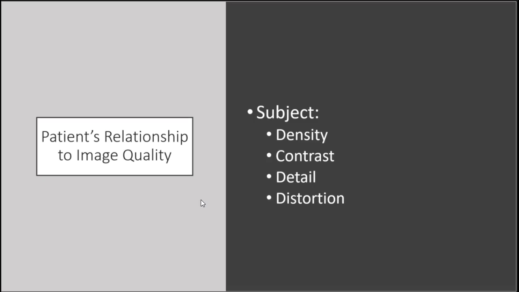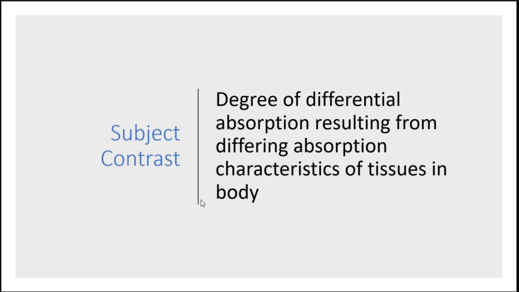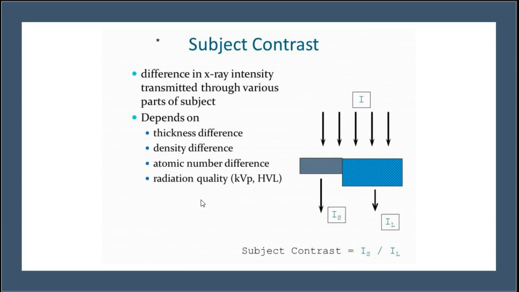So, patient's relationship to image quality. You have density, contrast, detail, and distortion. Density is the image receptor exposure, which will be altered by changes in the amount or type of tissue being irradiated. And subject contrast is the degree of differential absorption resulting from differing absorption characteristics of tissues in the body. So, subject contrast: difference in X-ray intensity transmitted through various parts of the subject.